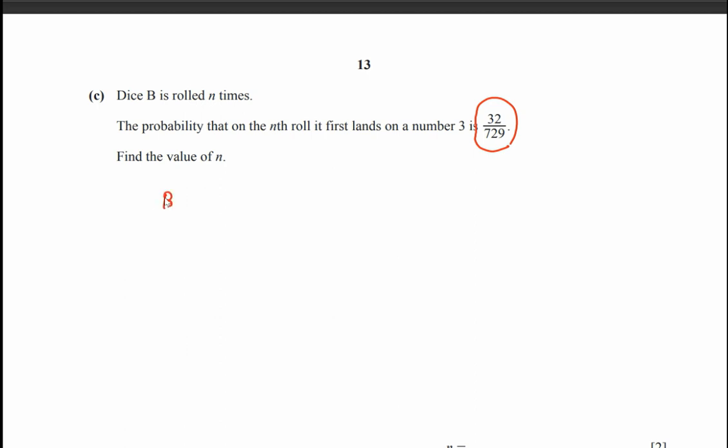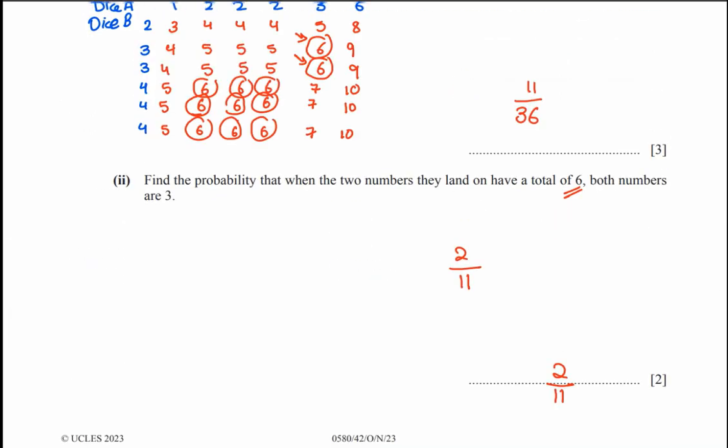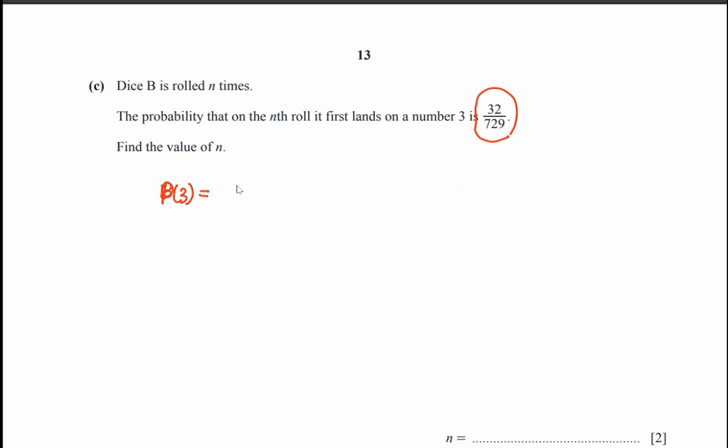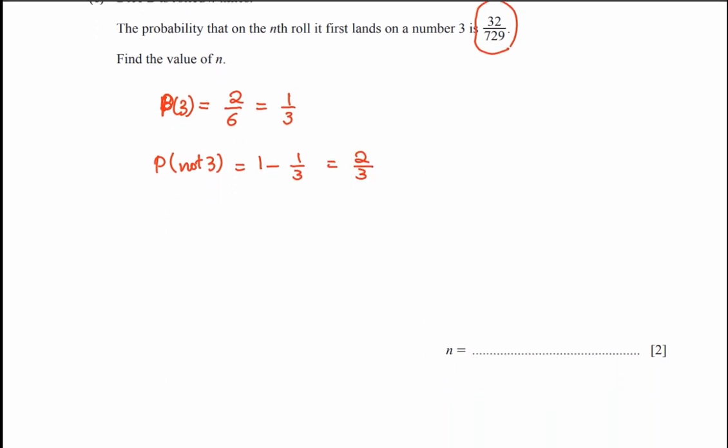So I will find the probability of getting 3. See how many 3s here in dice B: 2 times out of 6. So the probability of 3 will be 2 over 6, which is 1 over 3. And then the probability of not getting 3 will be 1 minus 1 over 3, which is 2 over 3. Why am I getting the probability of not 3? Because I kept getting not 3 until I got 3 on the face.